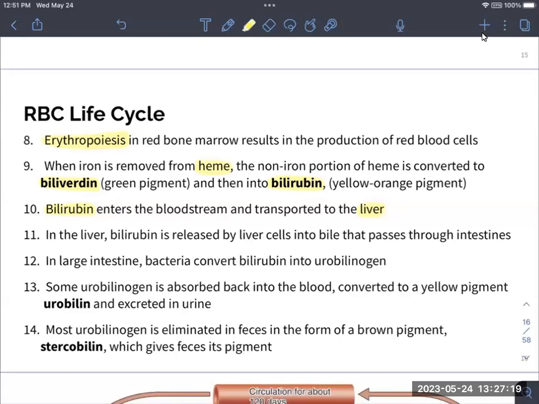Bilirubin gets released into the intestines through the liver. It passes into the bile. Bile is released from the liver, stored in the gallbladder, and released into our digestive tract whenever food enters the small intestine, where the liver releases it out. So that bilirubin is going to transport through the intestines.